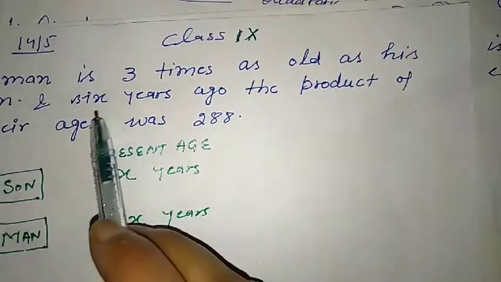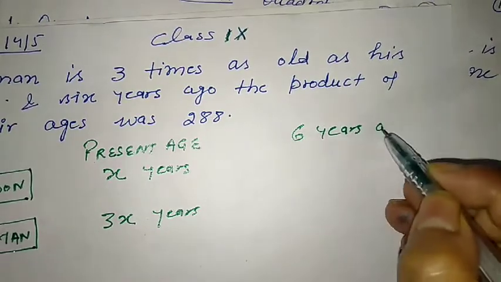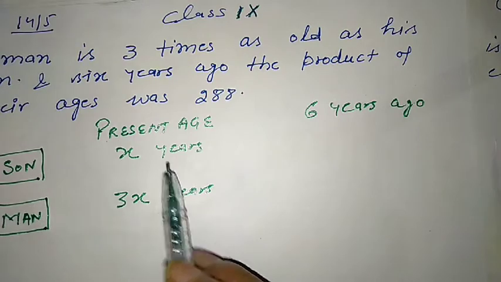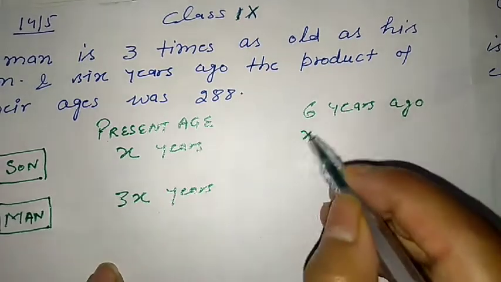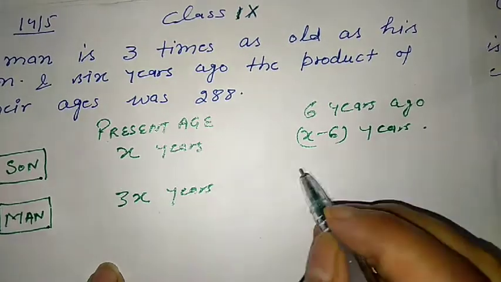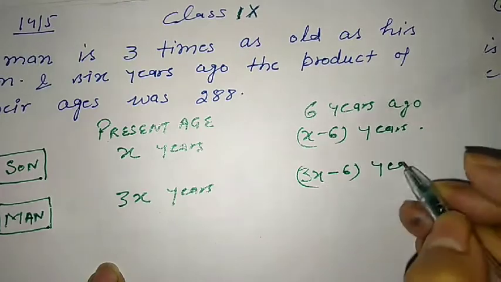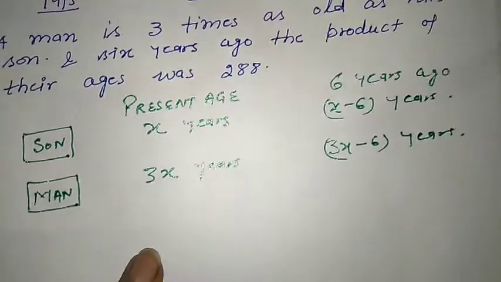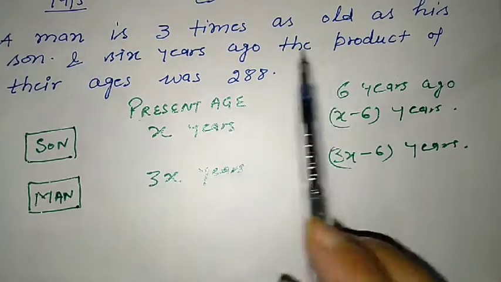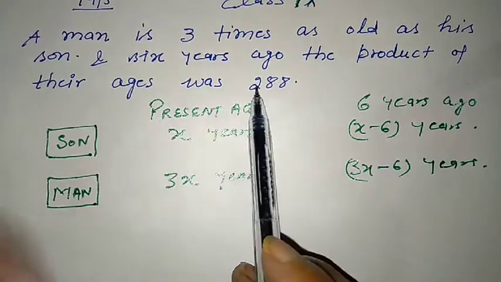Now it is given in the question 6 years ago. Ago means earlier than this age, so we have to subtract 6 from this age. So this will be x minus 6 years, and this will be 3x minus 6 years. This is given. Now in the question it is given that the product of their ages 6 years ago was 288.